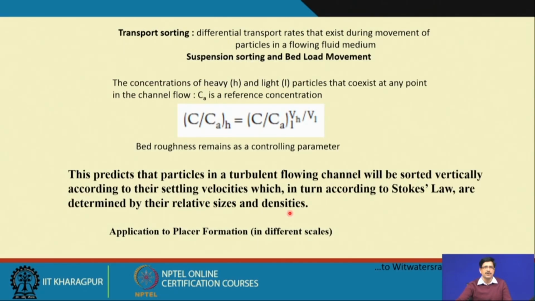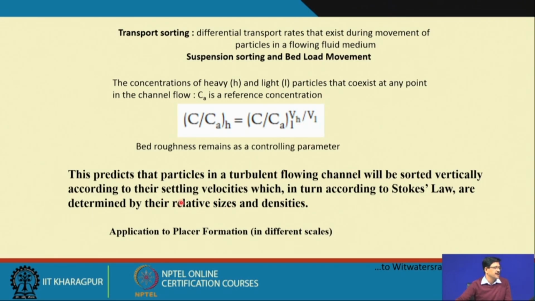And then the transport sorting, that is the last of the hydraulic sorting mechanisms. It involves the differential transport rates that exist during movement of particles in a flowing fluid medium, the suspension settling and bed load movement. Here again the heavy and the light particles are taken into consideration if they are coexisting at any point in the channel flow. Here the Ca is a reference concentration, and it can be shown by this kind of relationship where H is for the heavy and L is for the light particle, and V is for the velocity of the heavy particle and the velocity of the light particle.